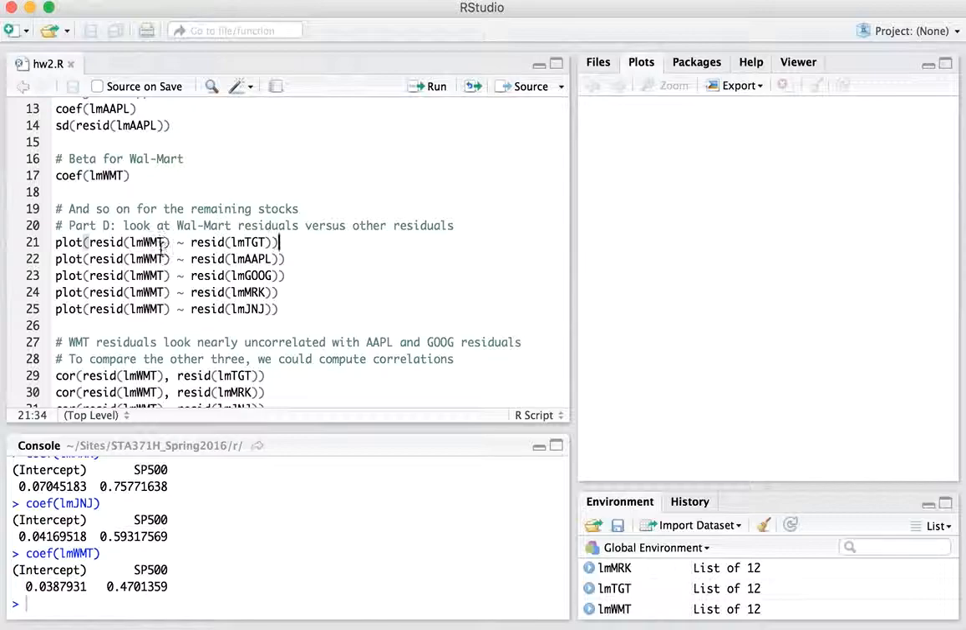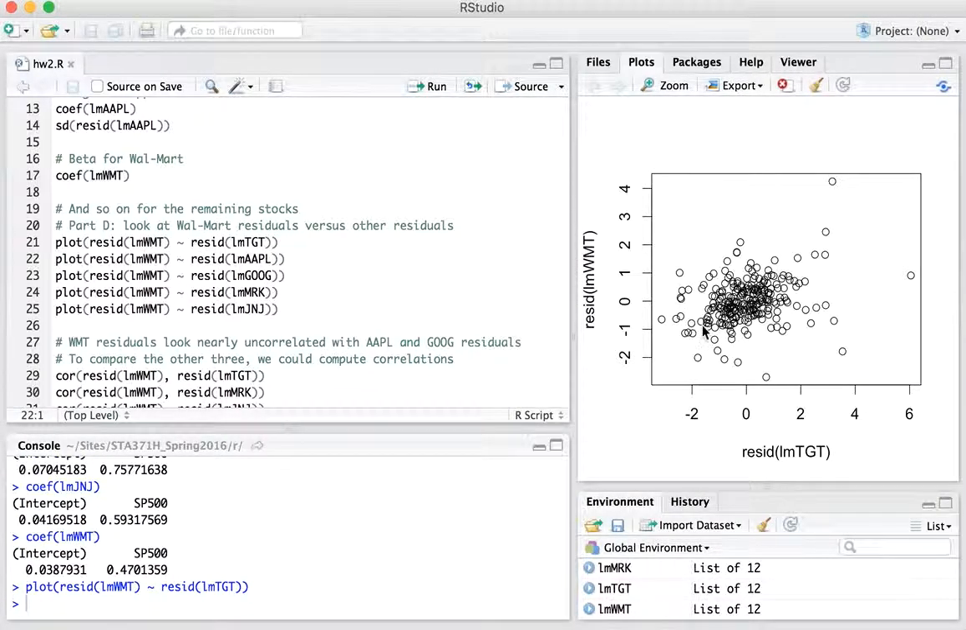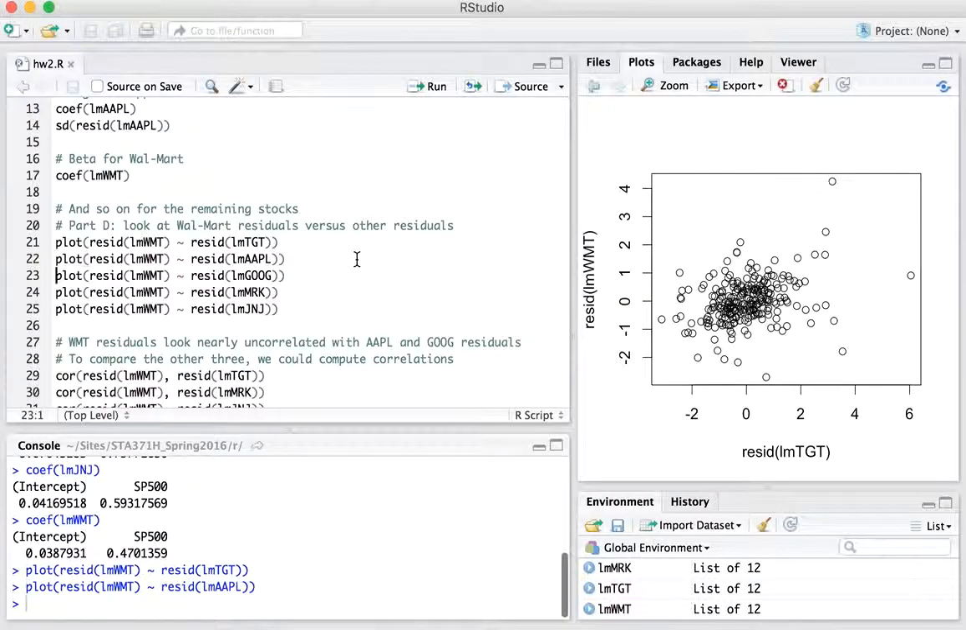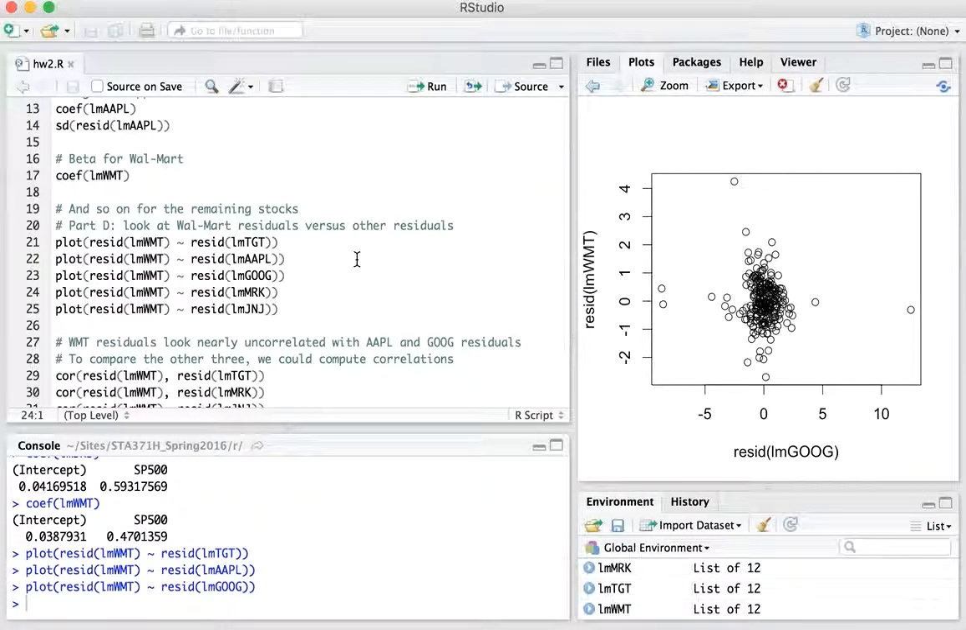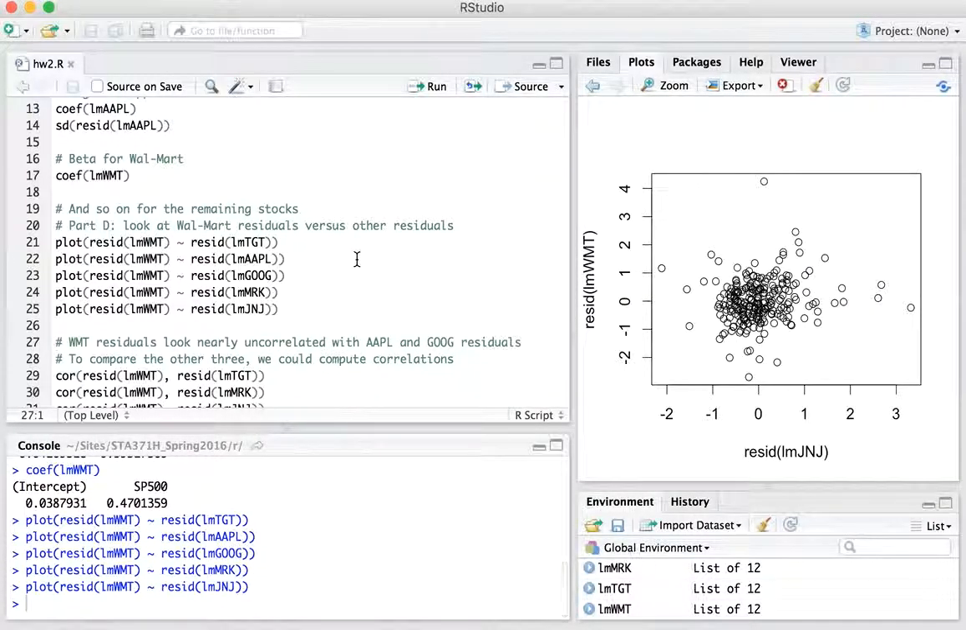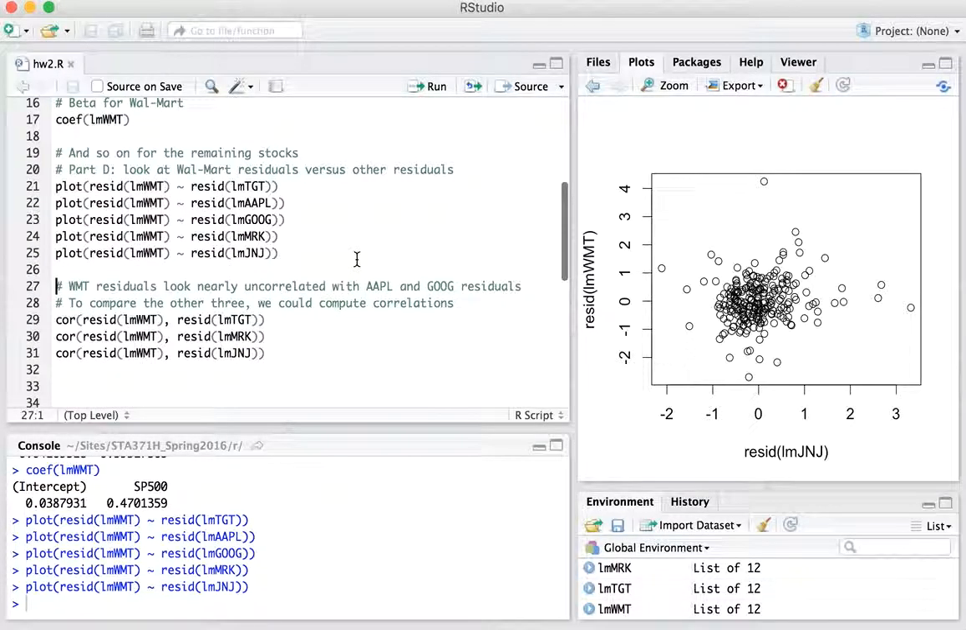And so let's start looking at some residuals. Let's plot the residuals for Walmart versus, for example, Target, and there looks to be a pretty clear, not necessarily strong, but pretty clear positive relationship there, versus Apple, Google, Merck, and Johnson & Johnson. And if you look at those plots carefully, it's pretty clear that Apple and Google look uncorrelated with Walmart, the residuals from those models at least. And so let's focus on the other three, Target, Merck, and Johnson & Johnson, each of which showed some hint of a positive relationship here.